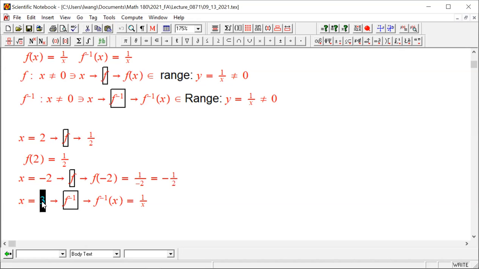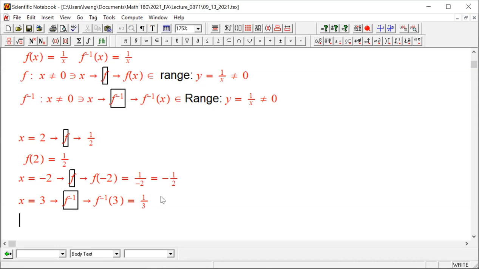And for the input of 3, this time our rule is F inverse. So I'm going to take the F inverse function and plug in the 3, so I'm going to get 1/3. So this is from input. So this -2 is from the domain of F. The +3 is from the domain of F inverse. So there's a difference, okay?